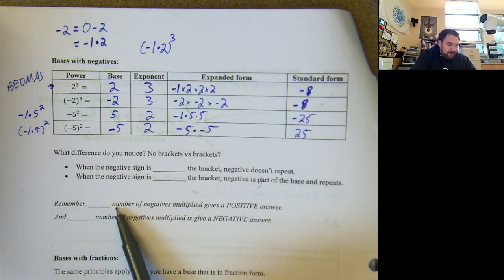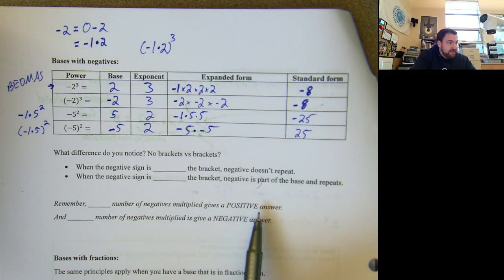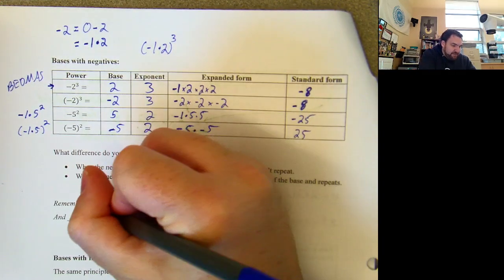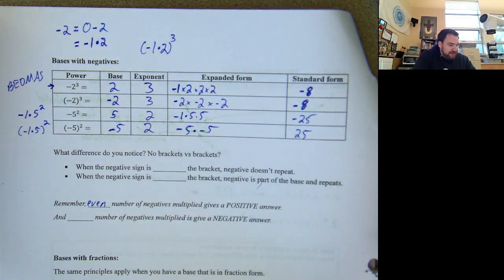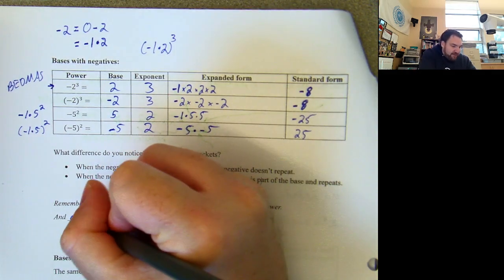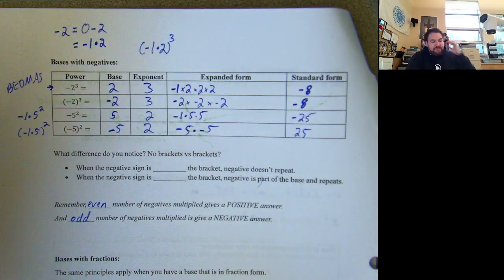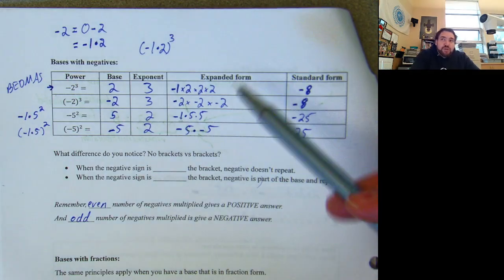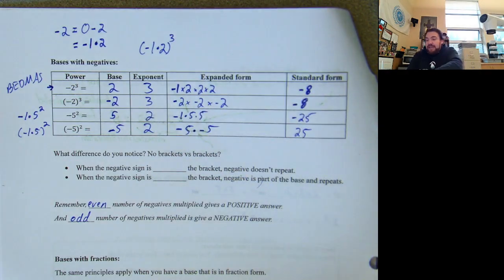So when you have an even number of negatives, we're going to jump down here. Remember, blank number of negatives multiplied gives a positive answer. Even number of negatives gives a positive answer. An odd number of negatives multiplied is a negative value. So there's a significant difference, and your calculators will handle these differently.